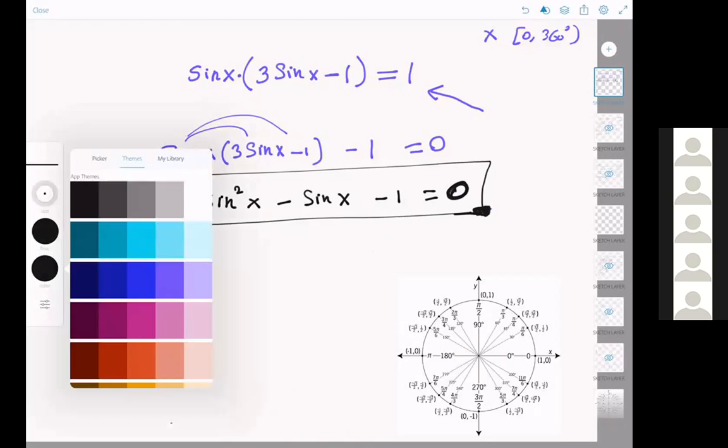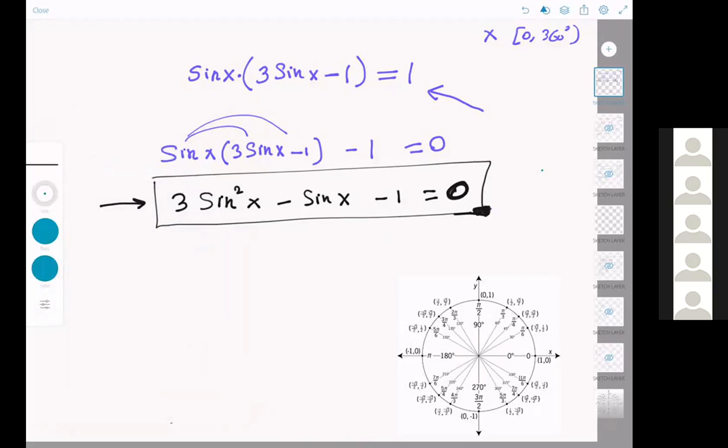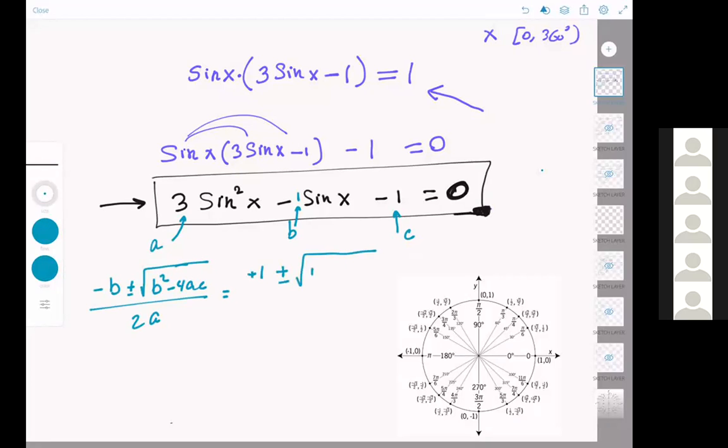I know you guys don't like this. We use quadratic. This is my A. This is B. This guy is C. Negative B plus minus radical B squared minus 4AC divided by 2A will be negative negative 1, so positive 1, plus minus radical 1 minus 4 times 3 times negative 1, divided by 2 times 3. 1 plus minus radical 13 over 6. Pretty ugly, huh?